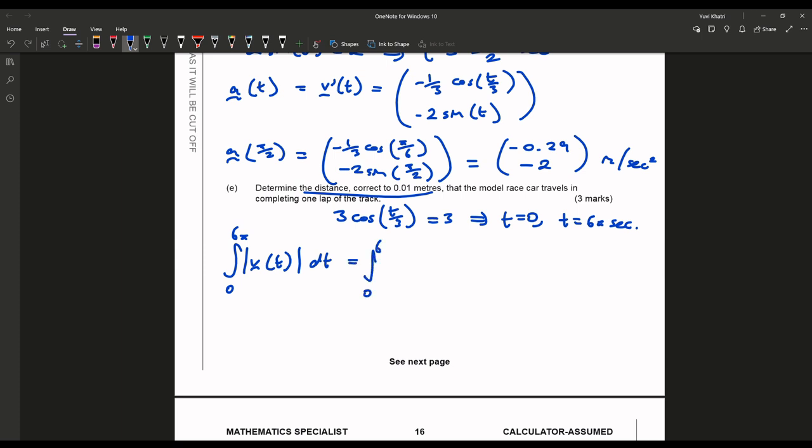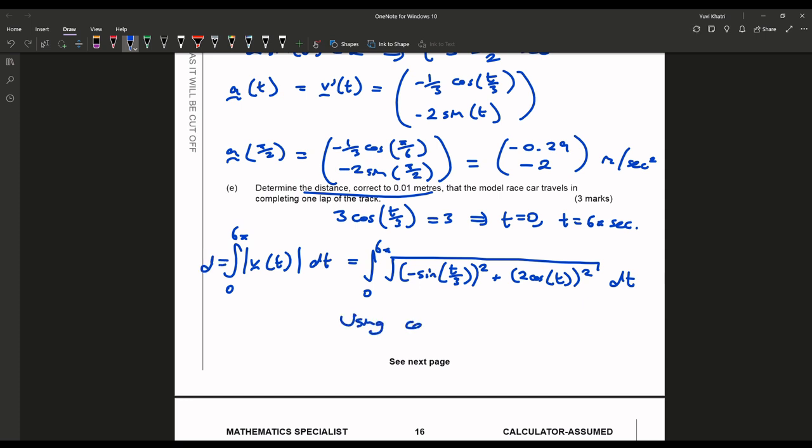So simplifying this, it's going to be the magnitude of the velocity, and we have to put these in as our working outs, plus 2 cosine of t squared, and that's being integrated with respect to time, and that's the distance. We can use our class pads on this. Using CAS, we get a distance of 28.16 meters. So when it completes one lap of the track, the race car has traveled 28.16 meters, and that's our answer.